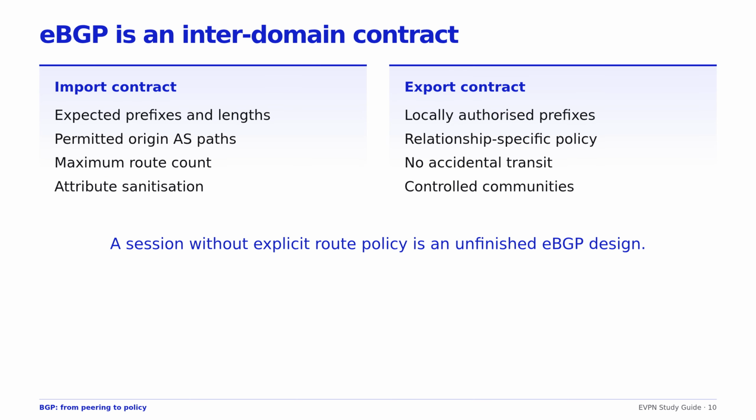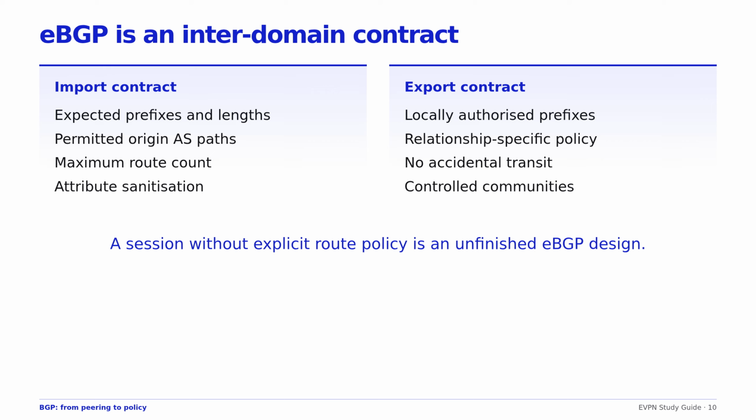eBGP connects independent policy domains. Each side should define what it expects to receive, what it is willing to advertise, how much route state is acceptable, and which attributes may cross. Classic eBGP usually adds the local autonomous system number to the AS path on export and, for directly connected sessions, uses a short time to live. Many implementations also change the next hop when advertising externally.